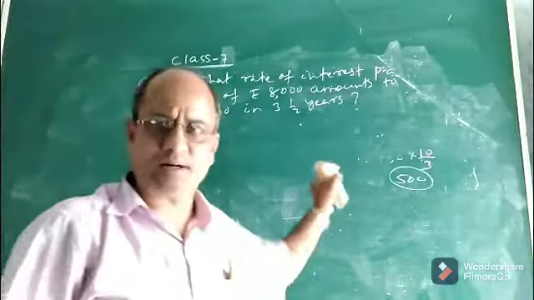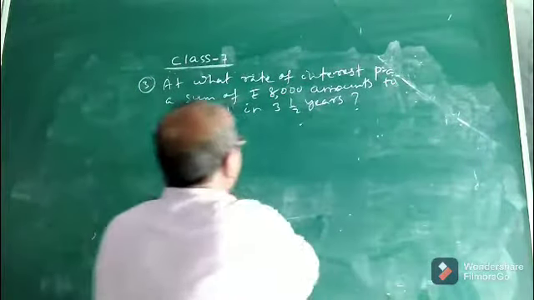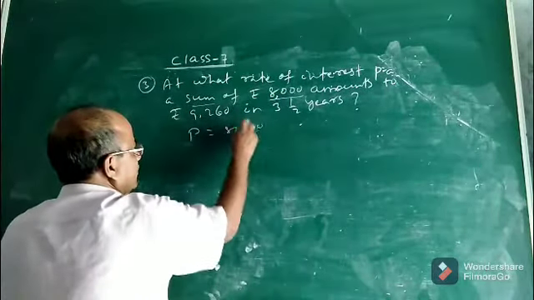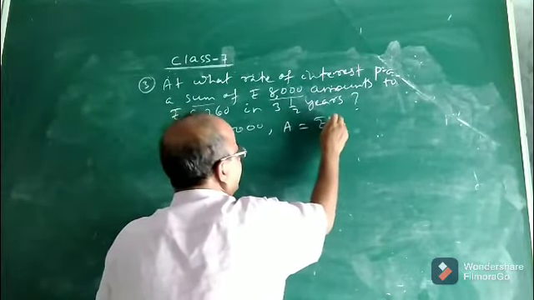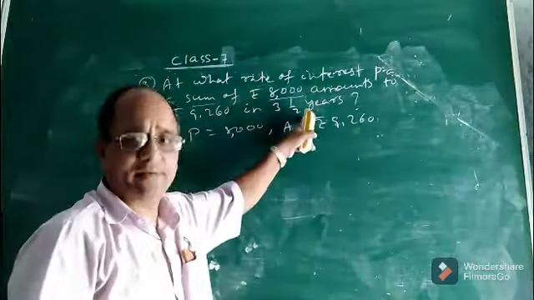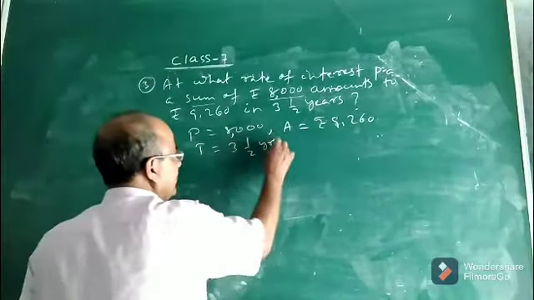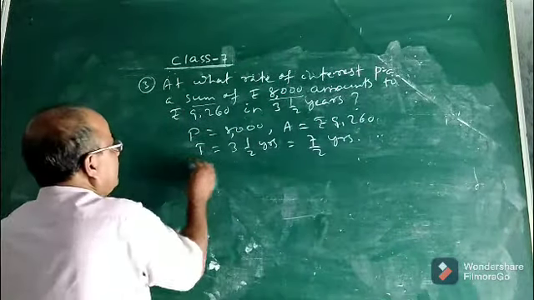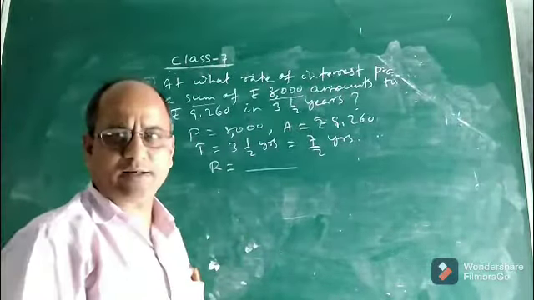So what is the meaning of this question? Let us first analyze. In this particular question, what are we given? We are given the sum, 8,000. It is the principal. Amounts to means it is the value of amount, rupees 9,260. And what else is given? You are given the time period also. The time period T is 3 whole 1 by 2 years, that is 7 by 2 years. Now what we have to find out? We have to find out the rate of interest. We do not know what the rate of interest is.